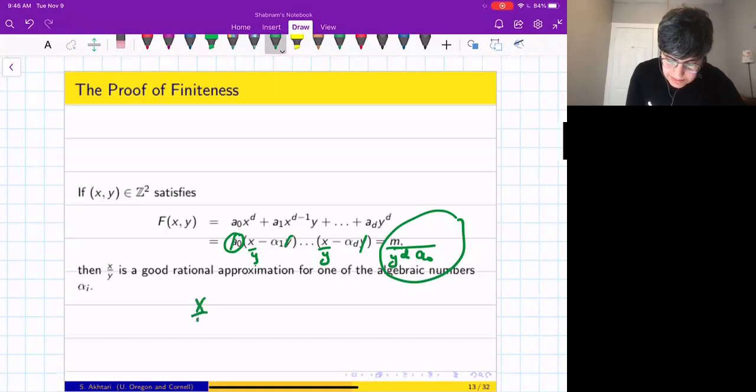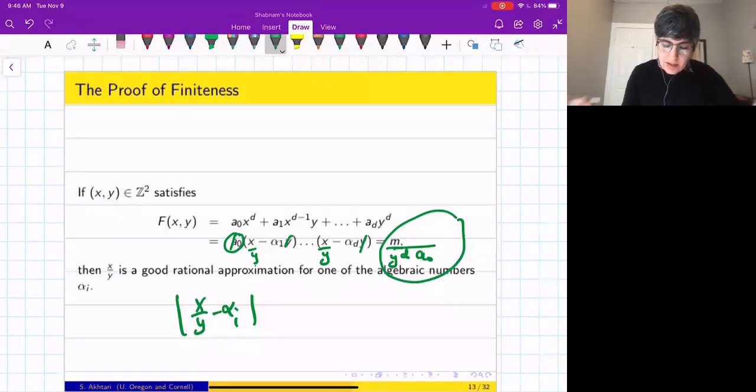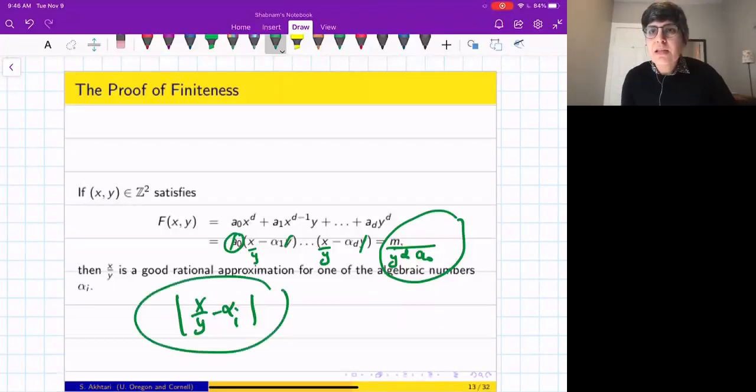So at least one of the x over y minus alpha i's on the left hand side has to be small. They can't all be big. I'm vague here about how small, or what it means. But with a little bit of analysis, you realize that one of these factors on the left hand side has to be small, so that x over y as a rational gives a good rational approximation to one of these algebraic numbers alpha 1 to alpha d.